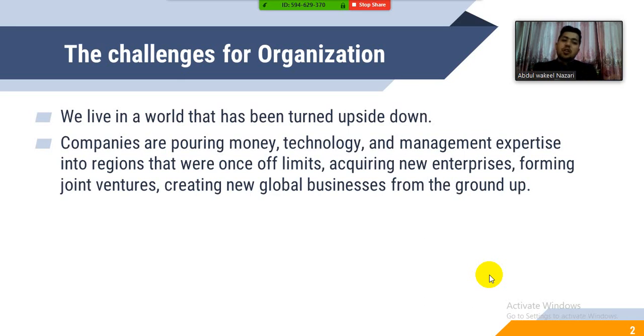Some organizations, for their survival, go with an acquisition. They acquire an established business in the market. Some businessmen think that if I come to this market, for example, a businessman wants to come to the Kabul market, and he thinks that if I start from the very ground floor, it will be difficult for me to survive. So why not acquire a business?